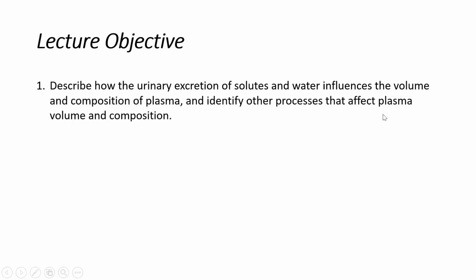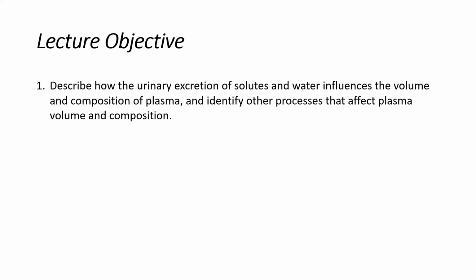So looking at our first objective in this packet: to describe how urinary excretion of solutes and water influences the volume and composition of plasma, and identify other processes that affect plasma volume and composition. To put this more simply, the amount of urine that we excrete or void is a reflection of how well our kidneys are fine-tuning that filtrate, okay? And if we can reabsorb things like more fluid and more sodium, that is going to have an influence on our plasma composition, our blood volume, and our blood pressure.